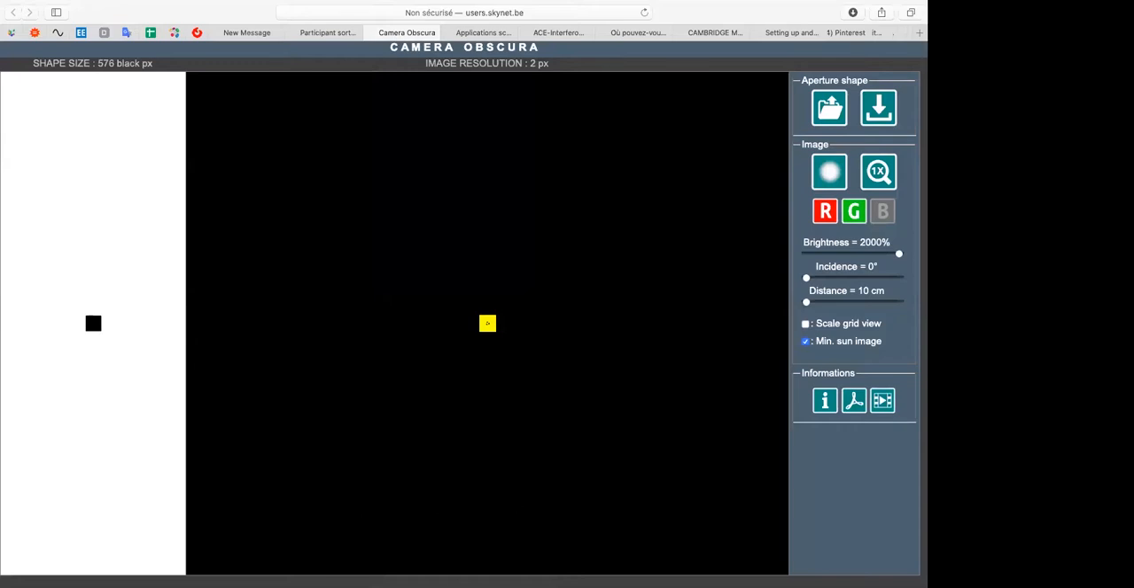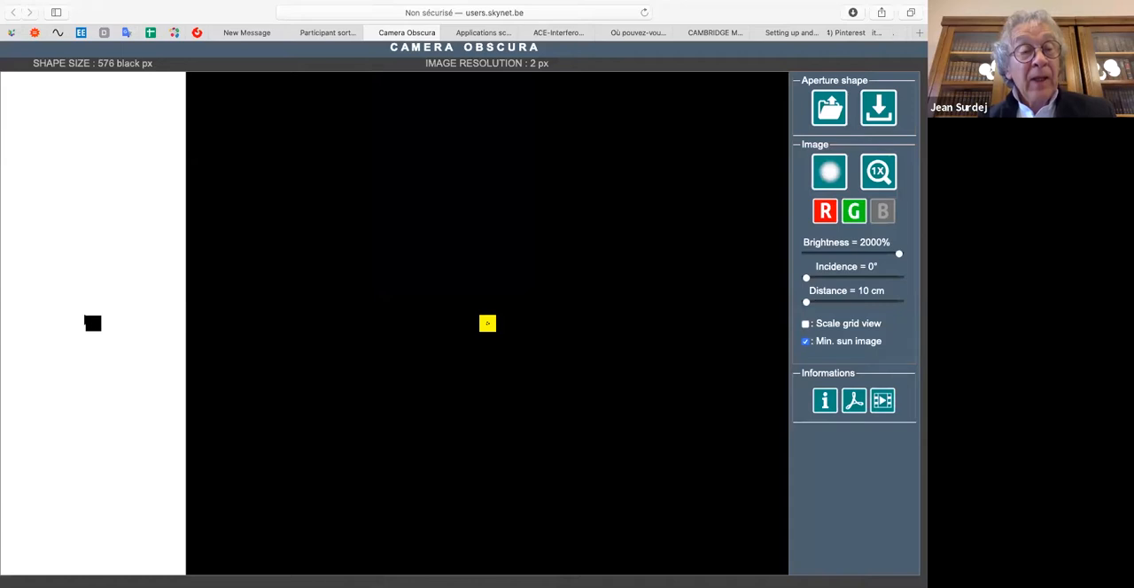It's a pinhole camera where the entrance hole is a square, and we are looking at the sun. Here you see that the distance of the screen from the hole is 10 centimeters, and what you see, a very small circle here, represents the size of the sun with respect to the size of the hole, and you see here the yellow holes.